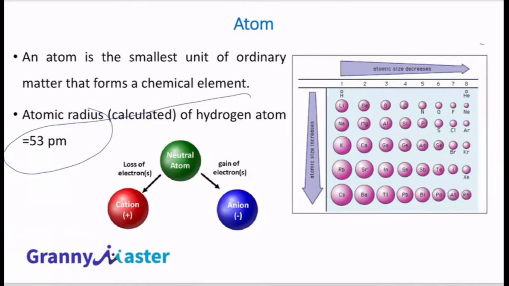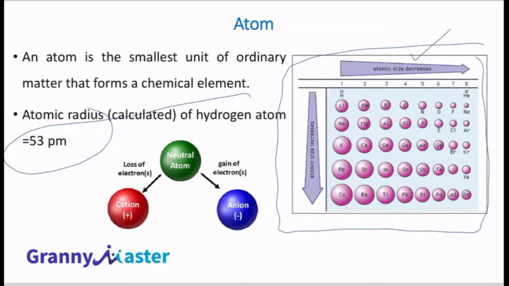I have given one table here, which compares the size of the hydrogen atom with the sizes of other atoms. They are given in this figure. See the size comparison of the smallest atom, hydrogen, and one of the biggest atoms, cesium. You can see the size difference. All are atoms.